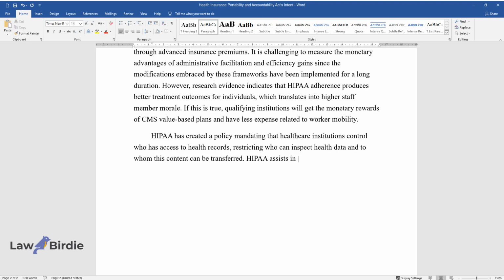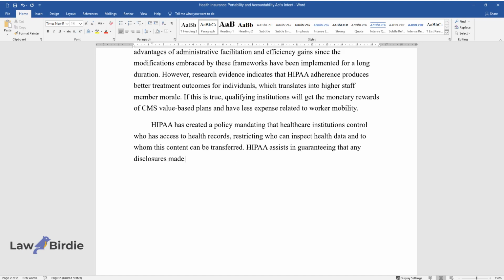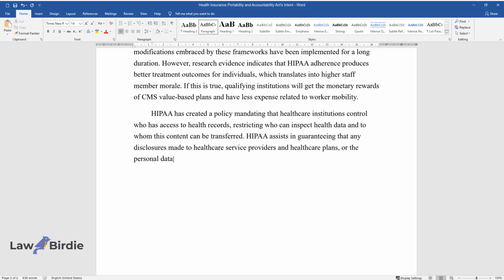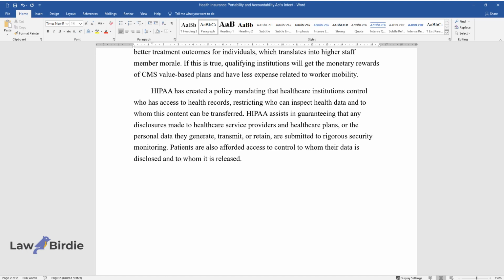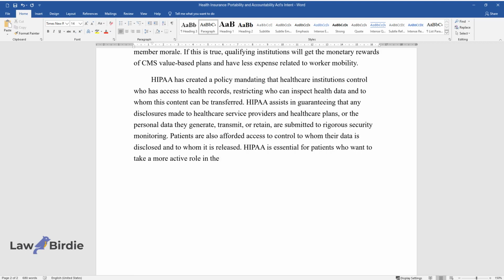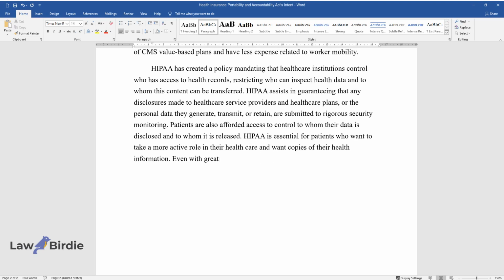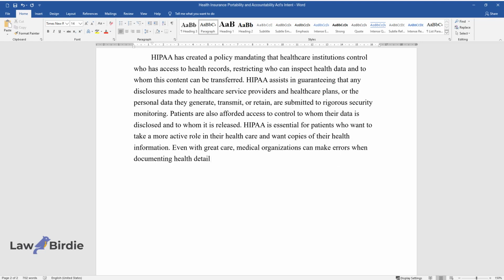HIPAA assists in guaranteeing that any disclosures made to healthcare service providers and healthcare plans, or the personal data they generate, transmit, or retain, are submitted to rigorous security monitoring. Patients are also afforded access to control to whom their data is disclosed and to whom it is released. HIPAA is essential for patients who want to take a more active role in their health care and want copies of their health information. Even with great care, medical organizations can make errors when documenting health details.